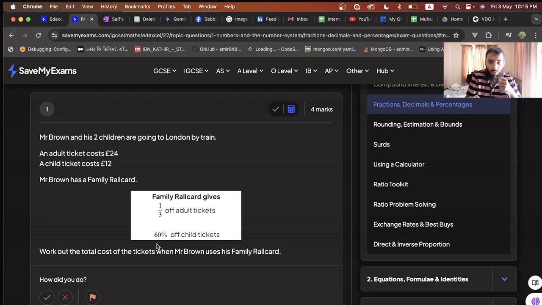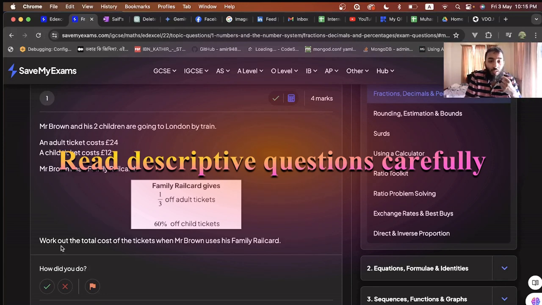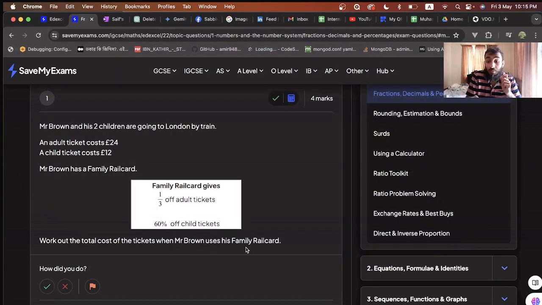So this is a fraction. And 60% off child tickets. So this is a percentage. So there is a combination of fraction and percentage in this problem, in this descriptive problem. So the commissions are 1/3 of adult tickets and 60% of child tickets. So Mr. Brown is one adult and he has two children. So you have to work out the total cost that Mr. Brown has to incur using this family rail card.